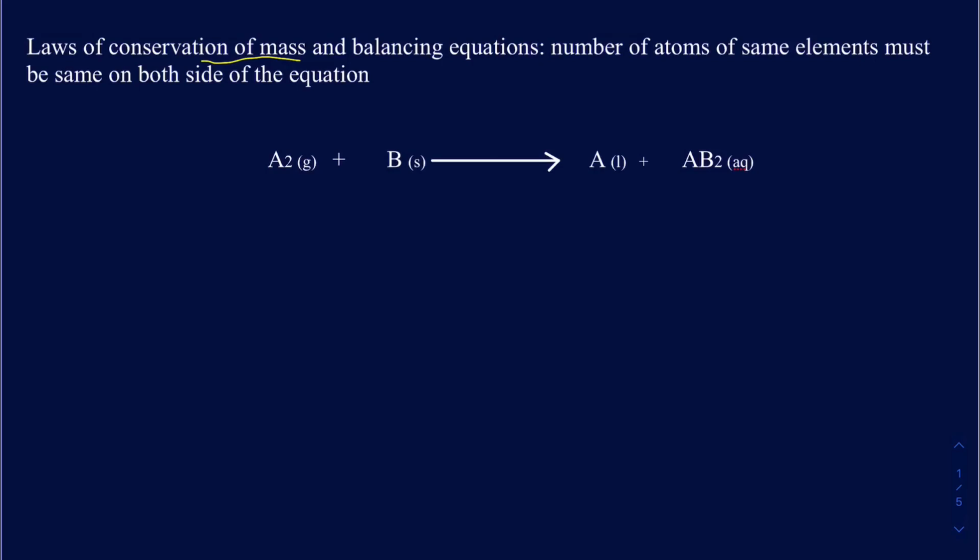And when we're balancing the equations, you have to make sure the number of atoms of the same element are the same on both sides of the equation. So before we get into that, let's look at this generic reaction where I have A2(g), that's in the gas form, plus B(s), solid, making A(l), liquid, plus AB2(aq), aqueous. All right, so you will see two sides of the chemical reaction. The first side is going to be called the reactants. So these are the reactants. And the right side is going to be called the products.